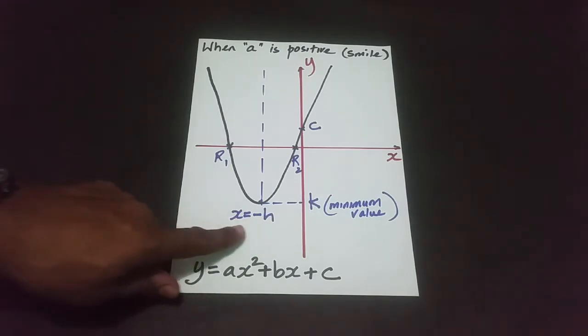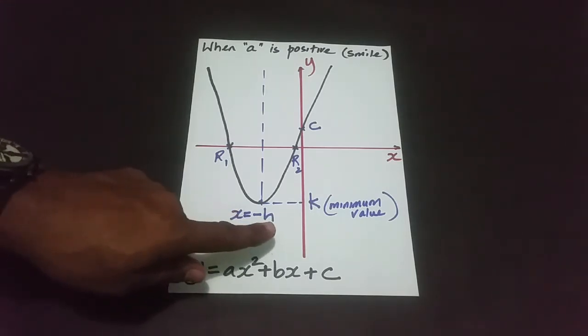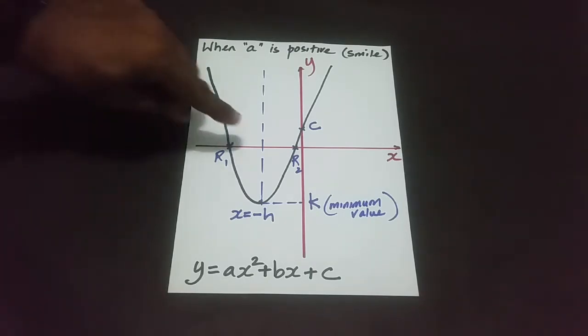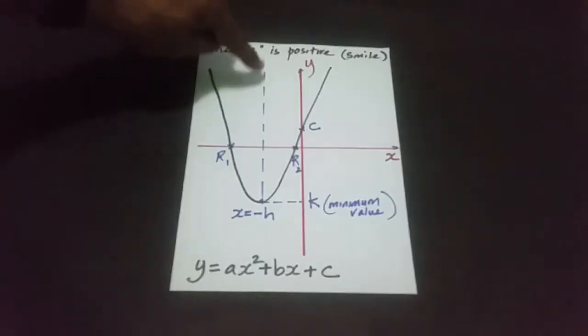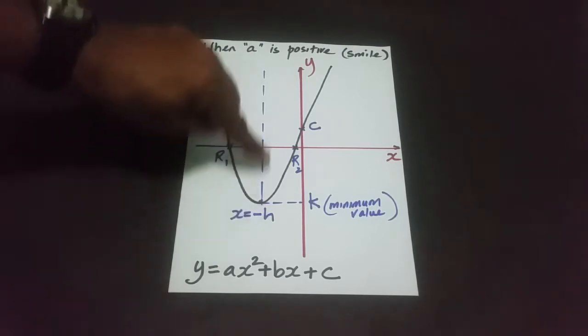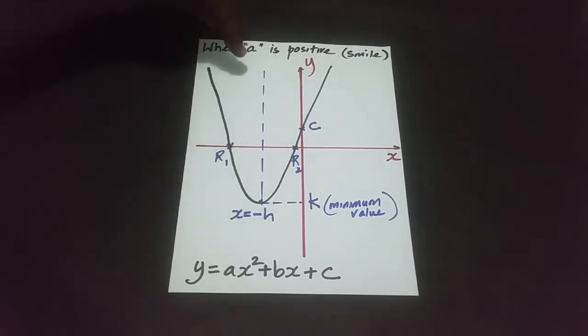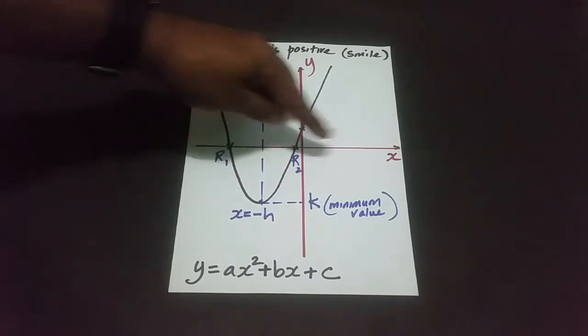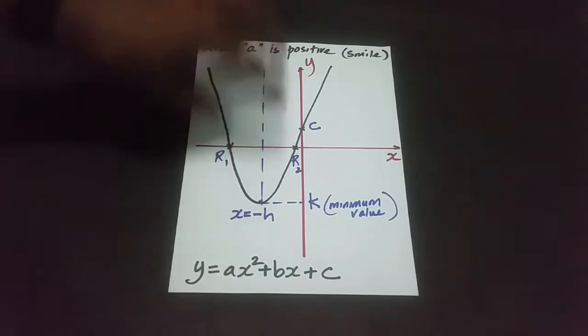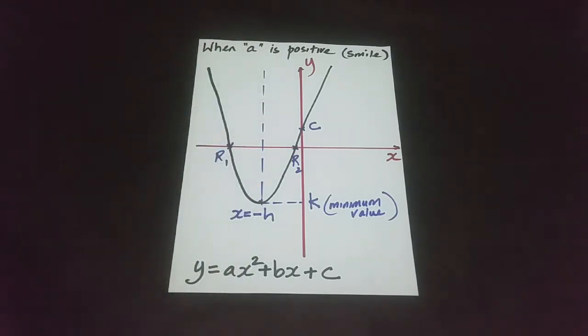Now notice that the equation of the line of symmetry is x equals negative h. So whatever you find h to be, then the negative of that is going to be on the x-axis, and that is going to tell us exactly where the line of symmetry, which cuts the parabola exactly in half, is. So if I know what h is, then the negative of h is that value on the x-axis where the line of symmetry is going to be drawn through to cut the parabola exactly in half.